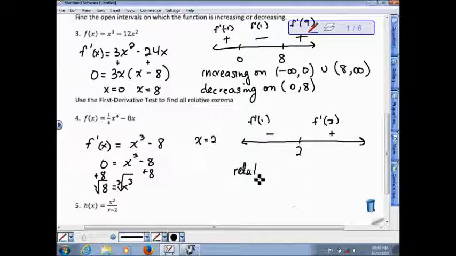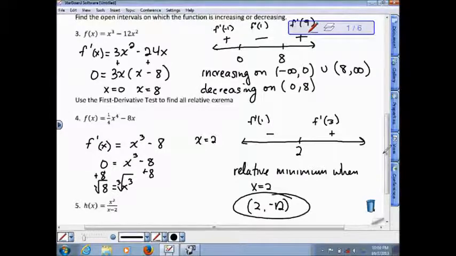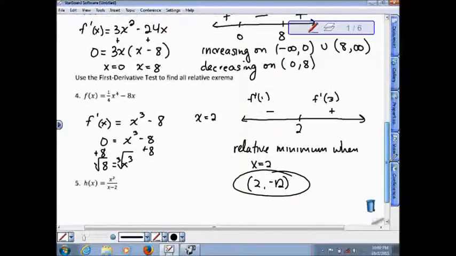So there's a relative minimum when x is equal to 2. Now the actual point that represents that on the graph, we have to plug a 2 as an input into the original function here for both x's. 2 to the 4th power is 16. 1/4 of 16 is 4. 4 minus 8 times 2 is 16. This is 4 minus 16, which is negative 12. So the minimum value is negative 12 when x equals 2.